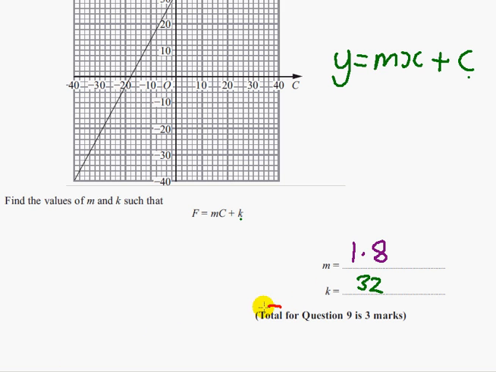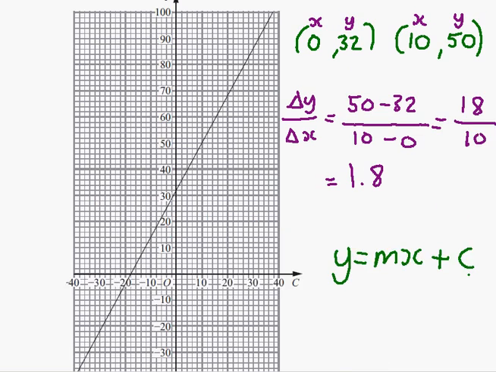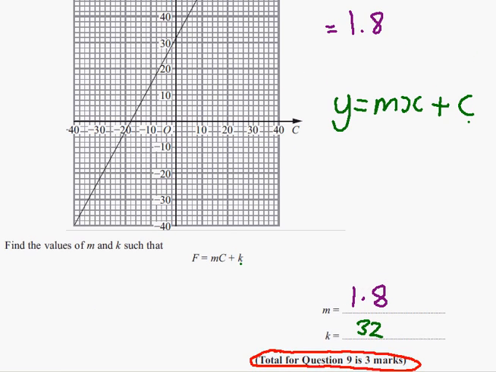And question 9 is a 3-mark question. So let's have a look at where you get those marks. The first one's a method mark for attempting to find the gradient, of 1.8. The second mark is for finding m, and the third mark is for finding k.